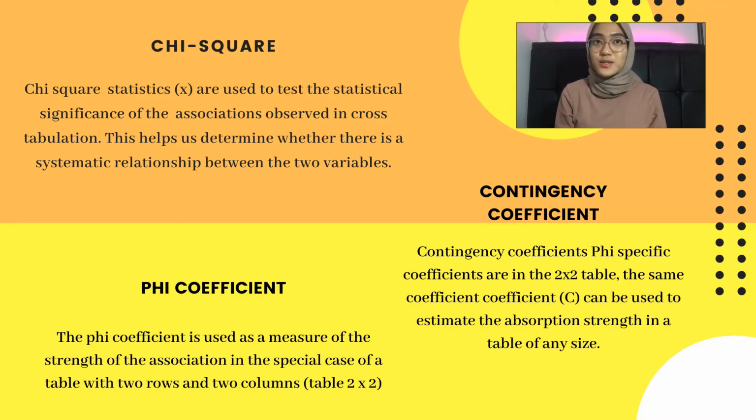Chi-square statistics are used to test the statistical significance of the associations observed in cross-tabulation. This helps us determine whether there is a systematic relationship between the two variables. Contingency coefficient. The contingency coefficient is used with a 2 by 2 table. The same coefficient can be used to estimate the association strength in a table of any size. Phi coefficient. The phi coefficient is used as a measure of the strength of association in the special case of a table with 2 rows and 2 columns.